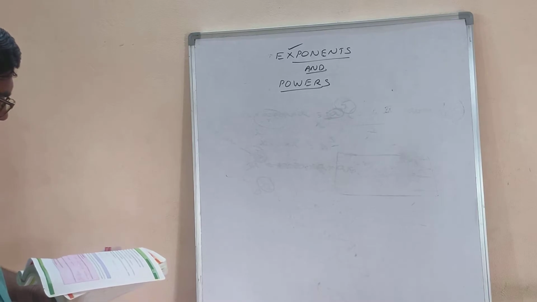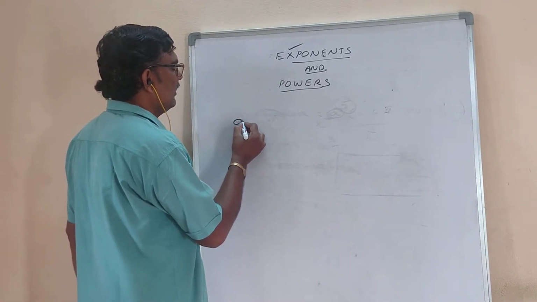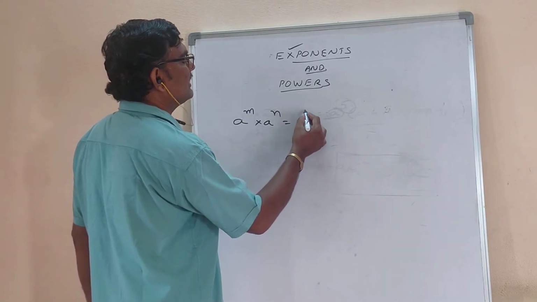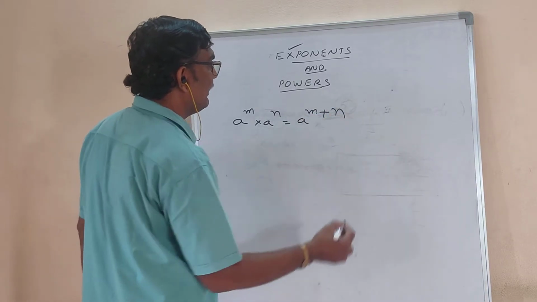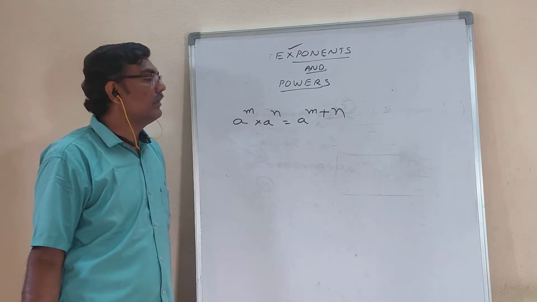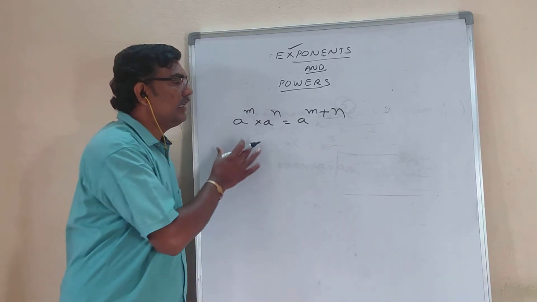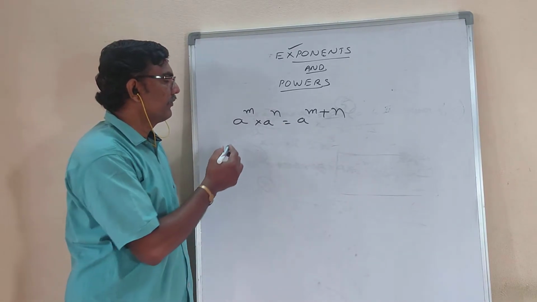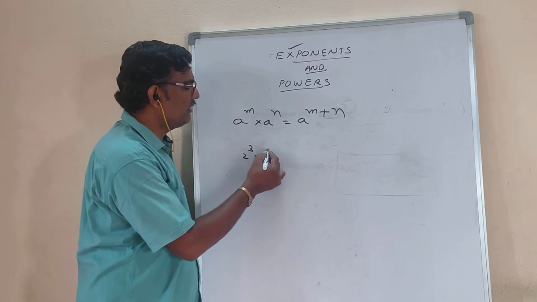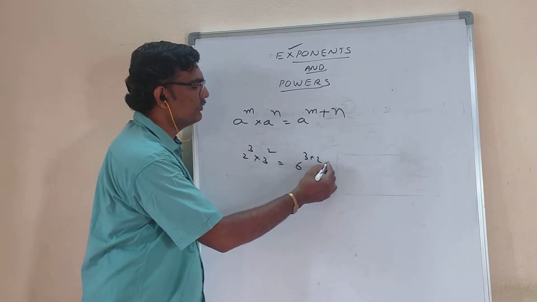Next, what do we have here? Some formula like a power m into a power n is equal to a to the power of m plus n. A power m into a power n. The formula is a to the power of m plus n. Here the rule is, if I write 2 cube into 3 square, I can't write 6 power 3 plus 2. It is wrong.